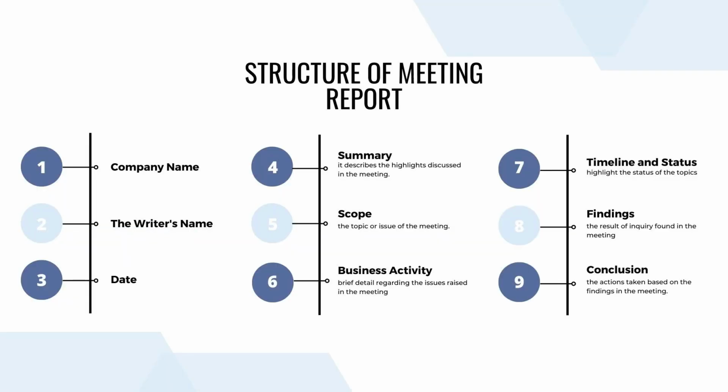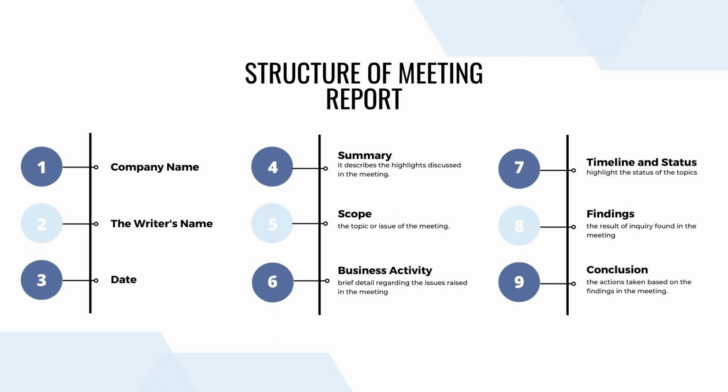Next is the structure of a meeting report. Company name. There must be a company name to make the profile on the report clear. The writer's name. There must be an author's name so that the report can be held accountable if there is a problem. Date. The date on which the meeting occurred and the creation of the report.